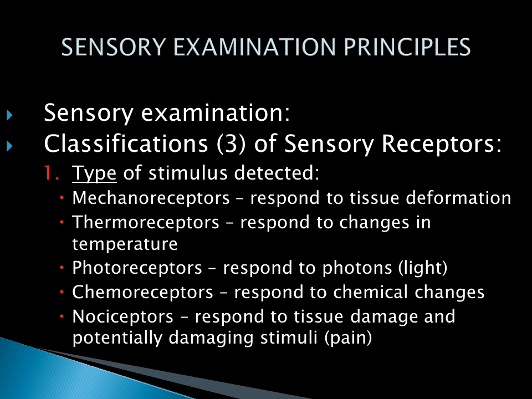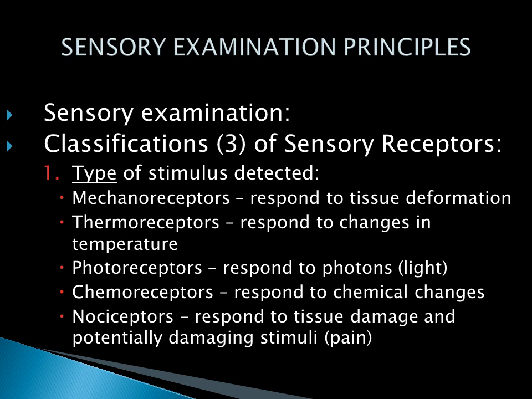Now, these sensory receptors can be classified in three basic categories. The first category that we use to classify sensory receptors is based on the type of stimulus that these sensory receptors detect. And when we say detect, we mean that in the presence of this certain type of stimulus, these sensory receptors will fire, meaning that they will depolarize and generate an action potential. So we classify sensory receptors based upon the type of stimulus that they detect.